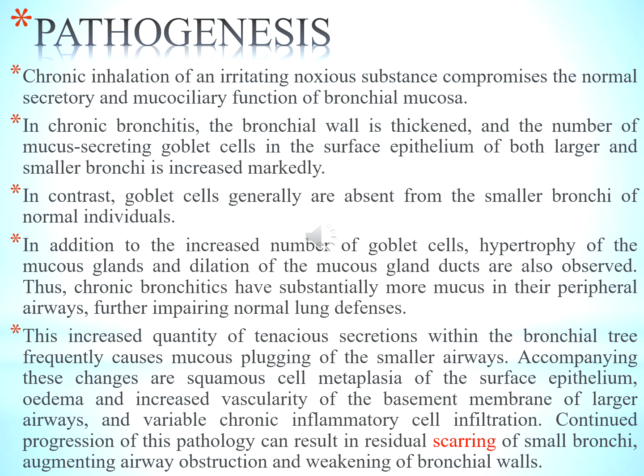Thus, patients with chronic bronchitis have more mucus in their peripheral airways, further impairing normal lung defenses. Then the increased quantity of tenacious secretions within the bronchial tree will frequently cause mucus plugging in smaller airways. So these changes result in squamous cell metaplasia of the surface epithelium. Edema will be there, with increased vascularity of the basement membrane of larger airways, and variable chronic inflammatory cell infiltration will occur. Then continued progression of this pathology can result in residual scarring of the bronchi, augmenting airway obstruction and weakening of bronchial walls.